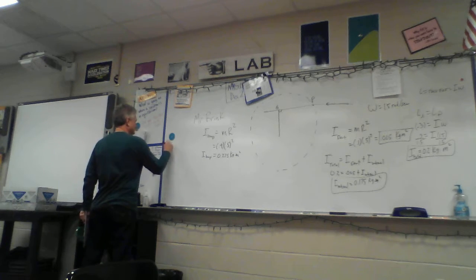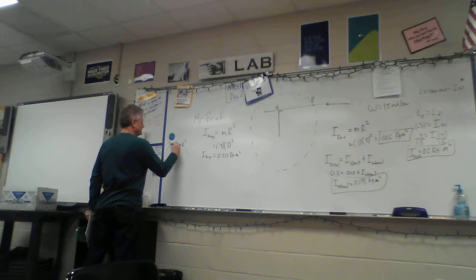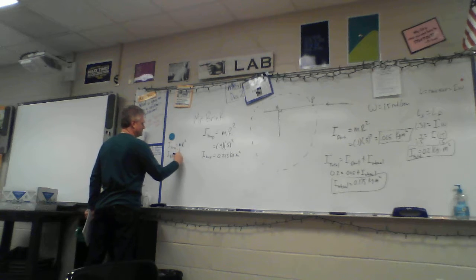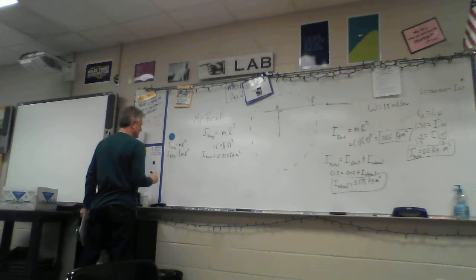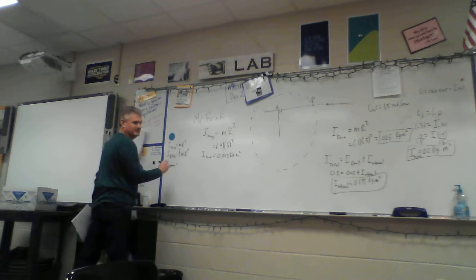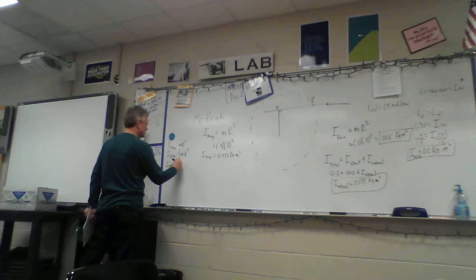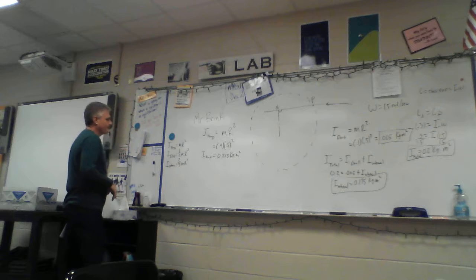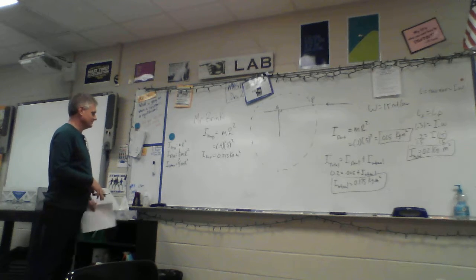And you might want to write these down as ones to memorize. I of a hoop is mr squared. I of a solid disc is 1/2 mr squared. And I of a sphere is 2/5 mr squared, I think. We learned that. Yeah, okay, good. Those are the three I would have memorized.